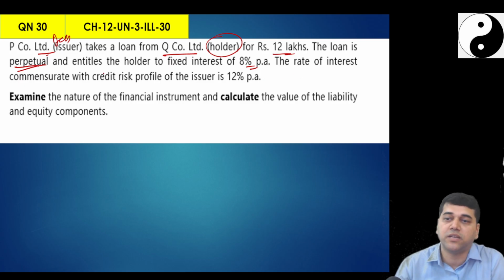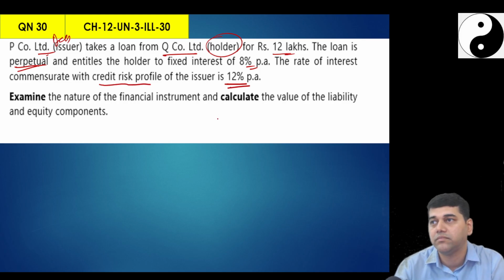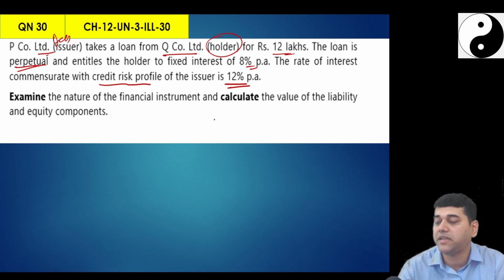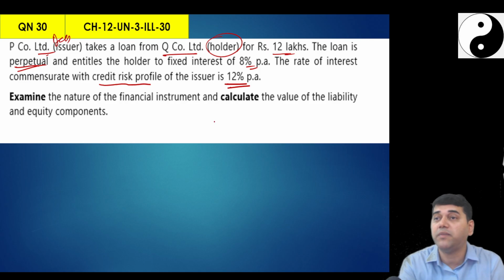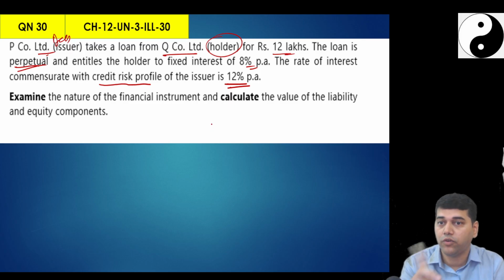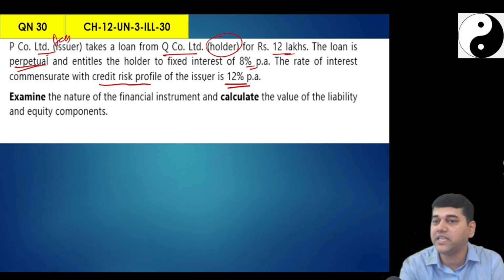The rate of interest commensurate with the credit risk profile of the issuer is 12% per annum. What is this 12% per annum? That means it's an off market. Generally, Q should have charged you 12%, but Q is charging 8% for this perpetual instrument. Followed, no? Now examine the nature of the financial instrument.